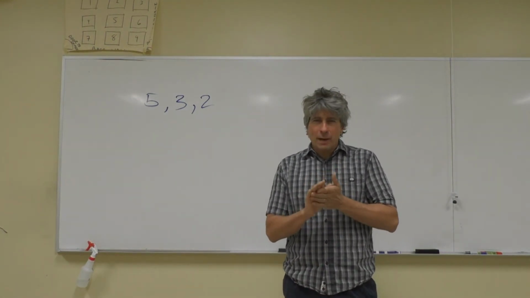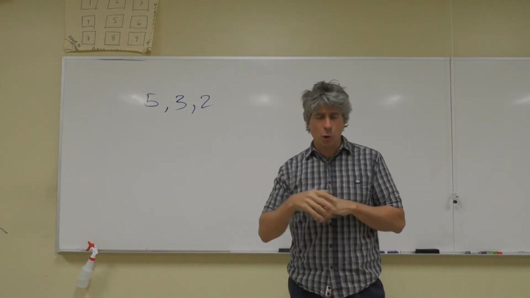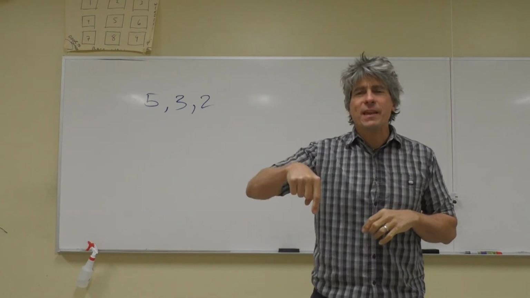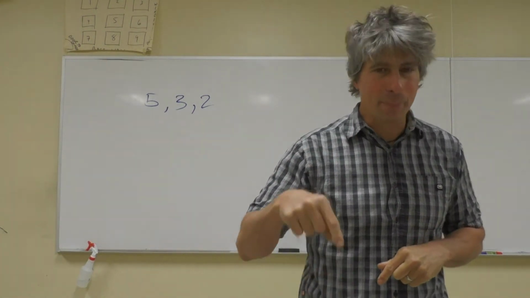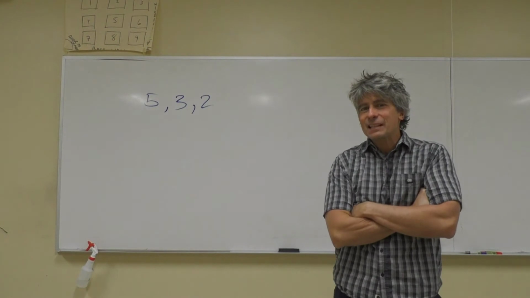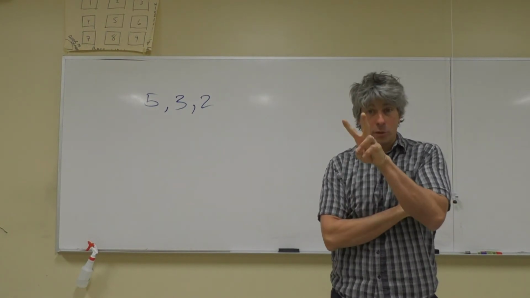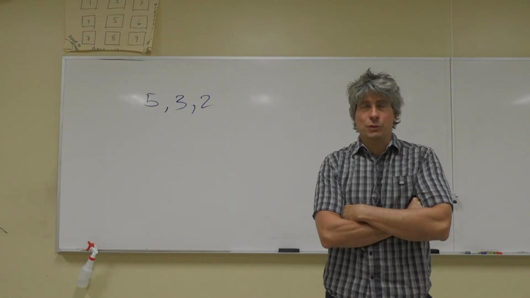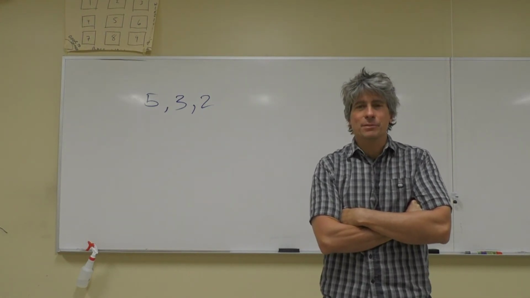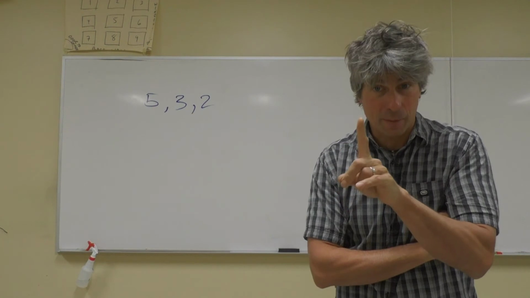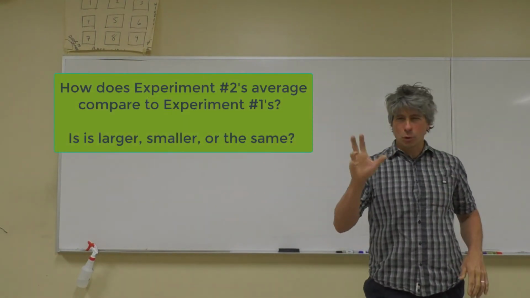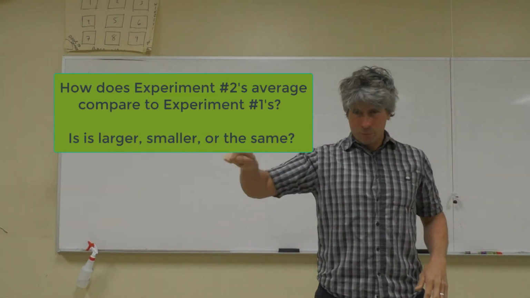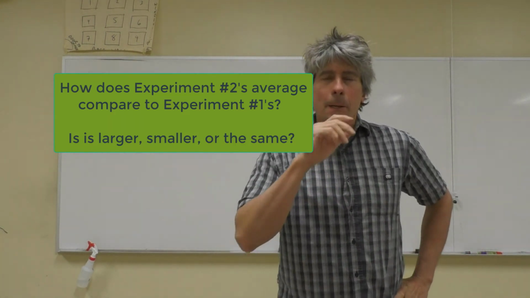What I'm going to ask you to do right now, at the end of this video, I'm going to put this in your homework. Do you think the average number of times it takes to get both sides, therefore experiment number 2, is greater than, less than, or equal to the average number of times it takes to get a repeat, which is experiment number 1? So again, real quick question.